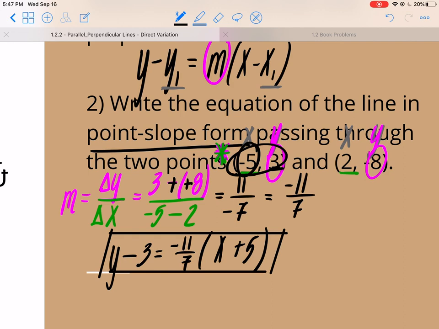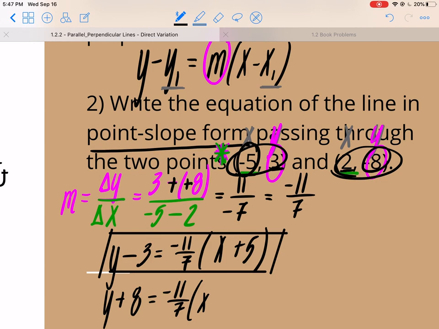Okay, so that's one answer that you could have gotten. Or if you used the other point, you'd get y minus a negative 8. So minus a negative 8 would then become a positive 8. So I'm just going to save myself from rewriting it. Equals negative 11 sevenths times x minus the x value, which is 2. So either one of these equations is acceptable.